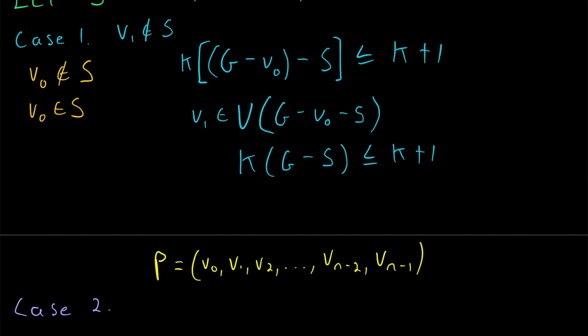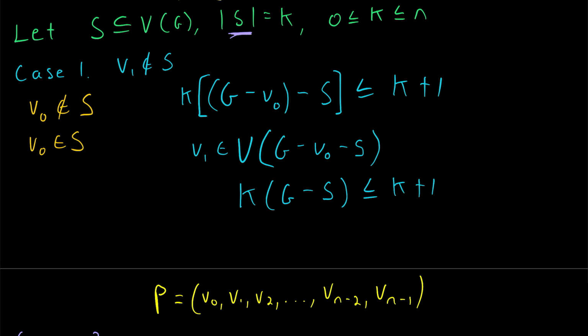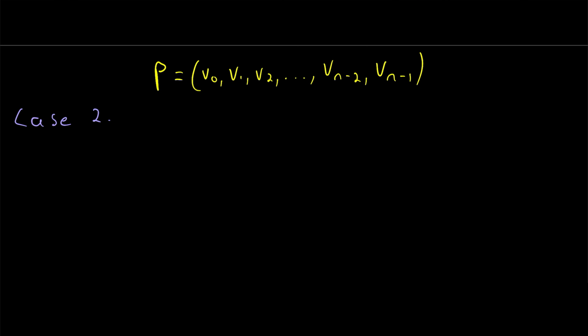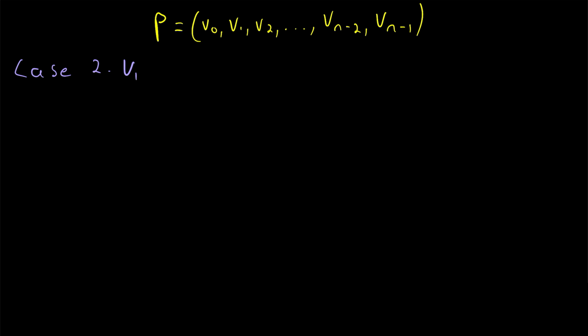Remember that we want to show deleting the k vertices of S from G leaves us with at most k plus 1 components. The first case is when V1 is not an element of S. So now case 2 will be where V1 is an element of S. Remember in case 1, we applied our induction hypothesis to the graph G minus V0. For case 2, we're basically going to apply our induction hypothesis twice to two different graphs. The first graph is G minus V0 minus V1, so the graph G without the first two vertices of the Hamiltonian path P, and of course without their incident edges as well.